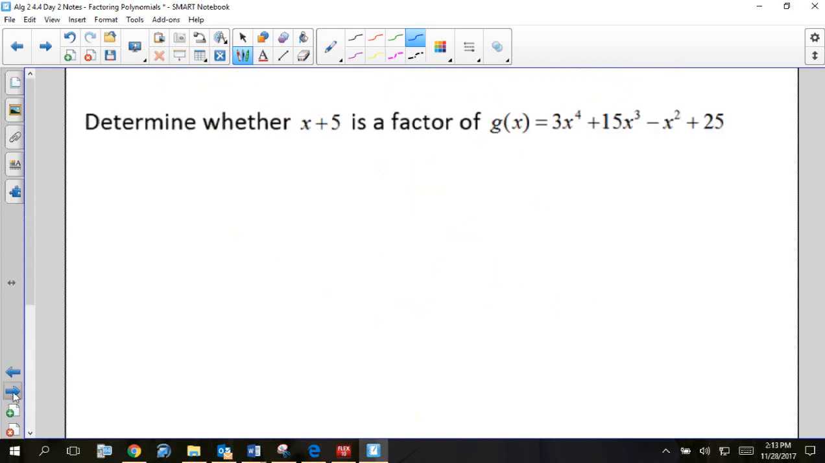So next example, determine whether x plus 5 is a factor of g of x. So I'm going to first take x plus 5, and I'm going to set it equal to 0, and I'm going to solve that for x. X equals negative 5. And we're going to do g of negative 5.